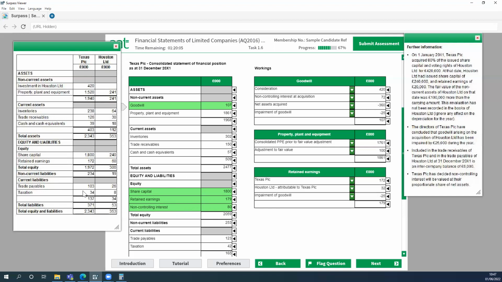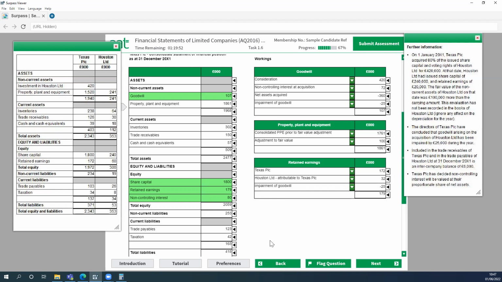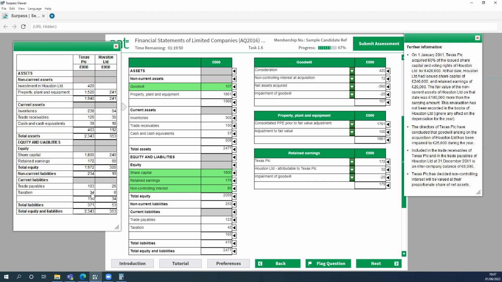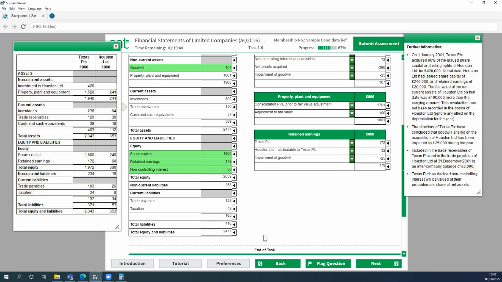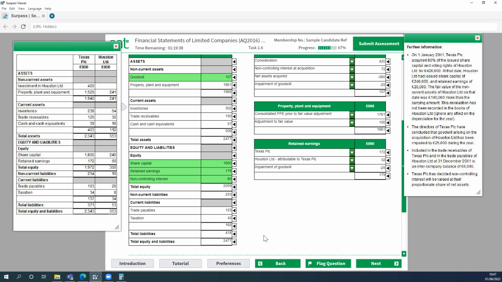Your trade payables, so we said before, 103 plus 26 is 129, minus the 6 because of the intercompany transaction, gives us 123. Taxation, simply add them together again: 34 and 8 is 42, which gives you 165, and that's it in relation to this particular question. So good luck. Practice, practice, practice.